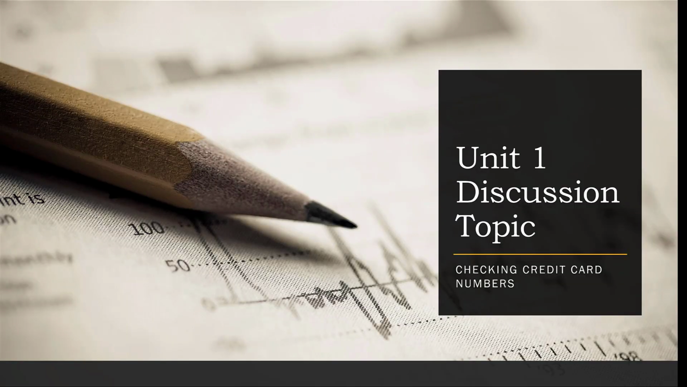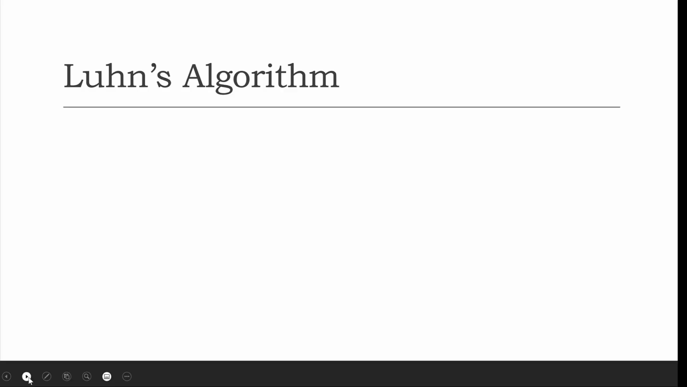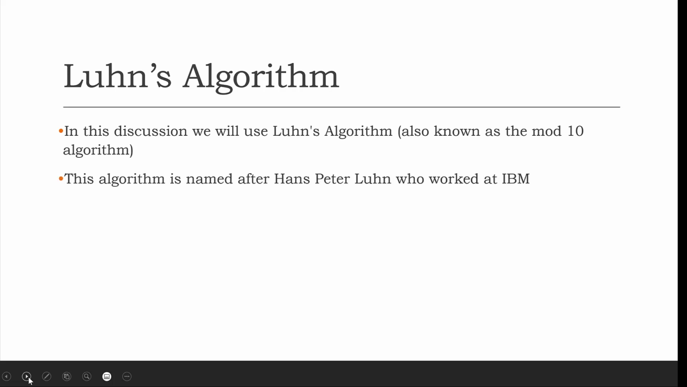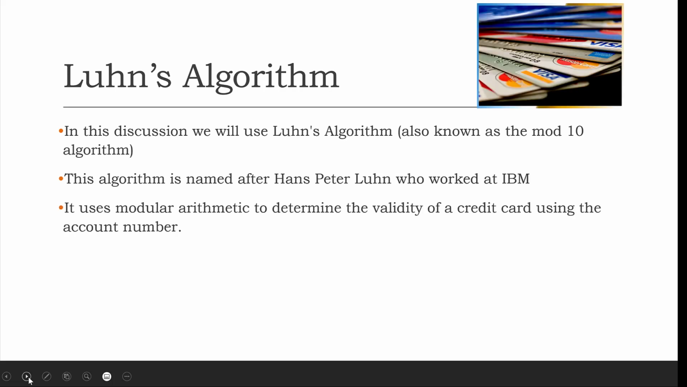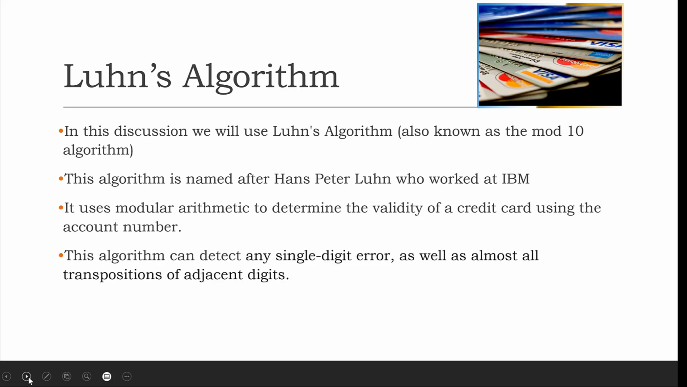In this short video, we'll review the instructions for the Unit 1 discussion topic, which is checking credit card numbers using Luhn's algorithm, which is also known as the Mod 10 algorithm, and it's named after Hans Peter Luhn, who worked at IBM. It uses modular arithmetic to determine the validity of a credit card number using the account number.